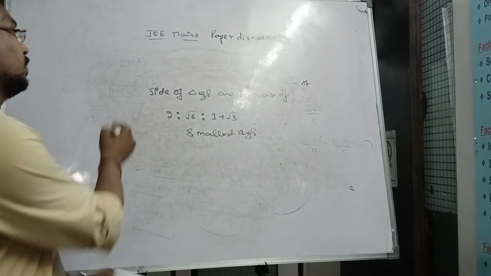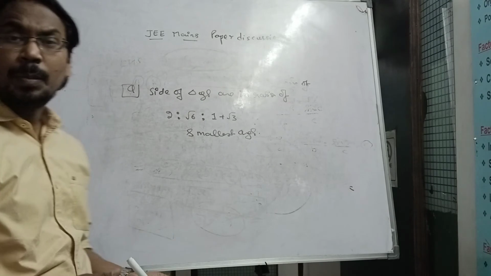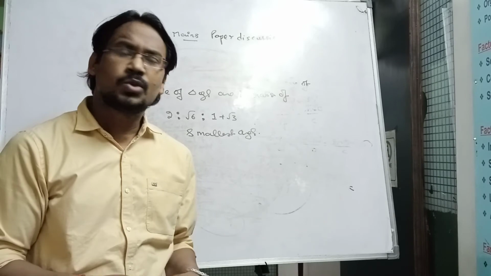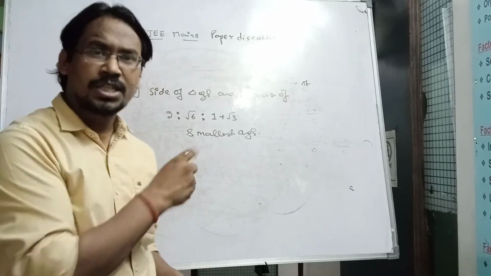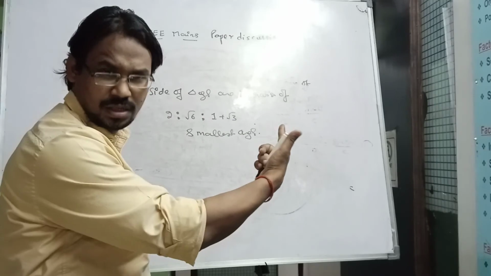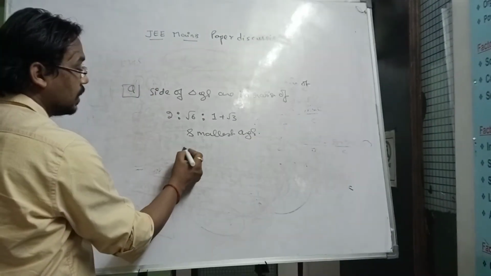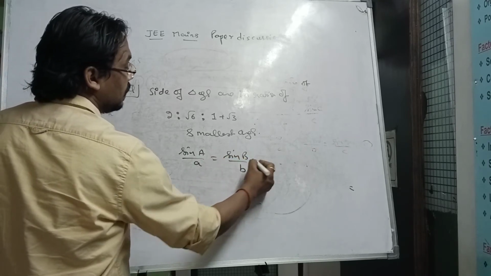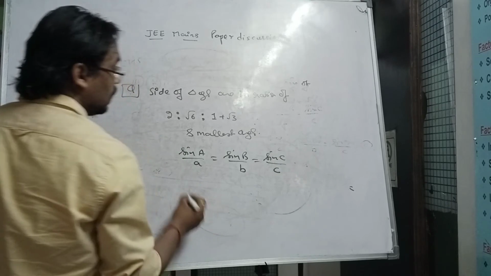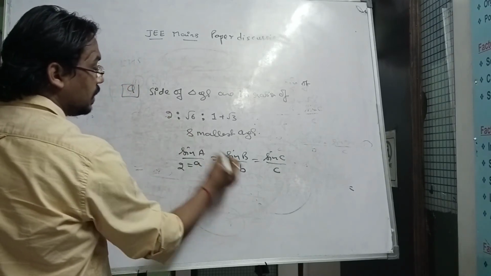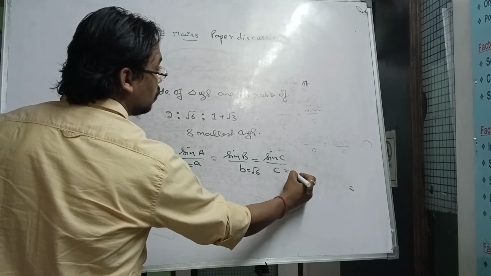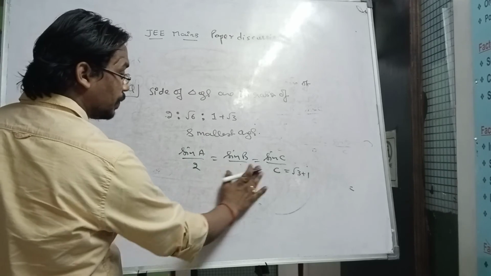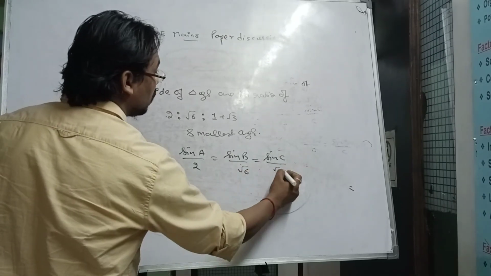Again, this is a proper theoretical question, meaning you have to clear the theory regarding this, then you are able to solve it. You remember the sine rule I have told you: sine A upon a, sine B upon b, sine C upon c. So a is 2, b is root 6, c is root 3 plus 1.